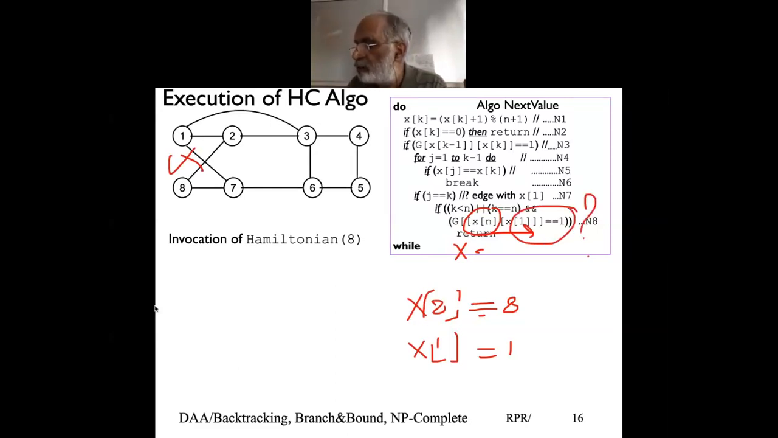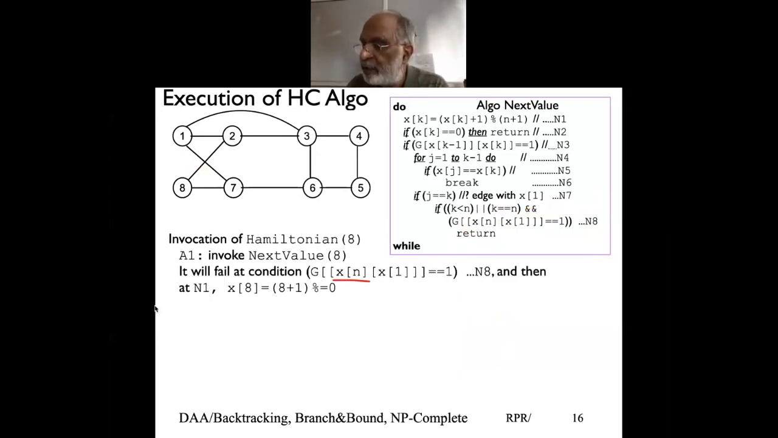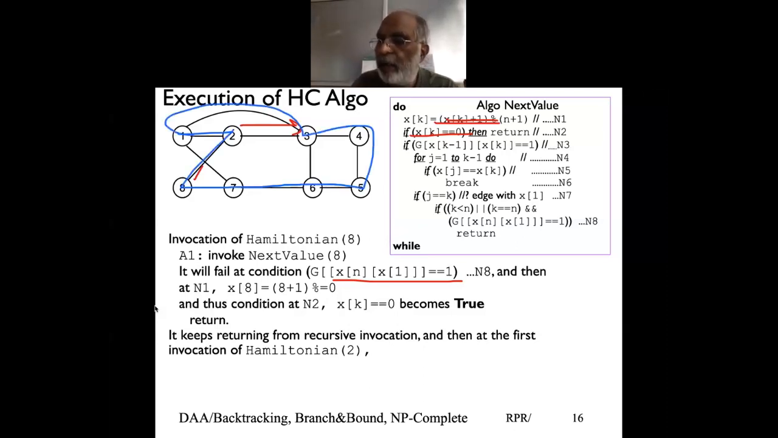When it fails at this point, we backtrack. The algorithm keeps returning until we come back to Hamiltonian 2, where we had chosen 3 first, which failed. Now we look at the next possibility, and keep increasing. x2 will become 4, x2 will become 5, because this is not there, x2 becomes 6, and finally you choose 8, and then you follow the cycle 1, 2, 8, and we get this cycle. This is how the algorithm works.